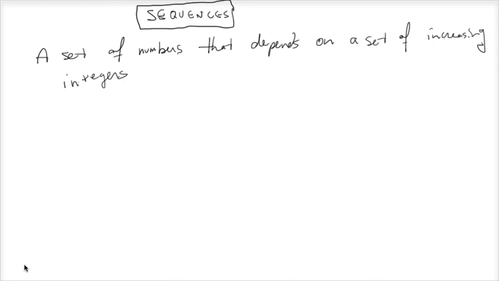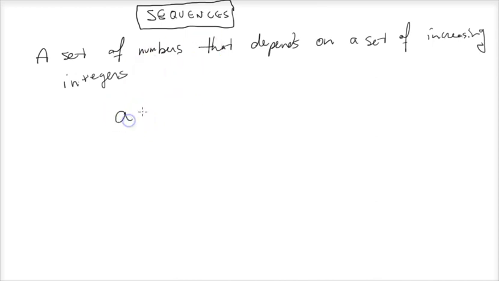So a sequence is kind of like a function in that it is a set of numbers that depends on another set of numbers. However, instead of the set of numbers upon which a sequence depends being all real numbers like x, like for a function, this set of numbers is just increasing integers. So what does a sequence look like? How do we write it out?